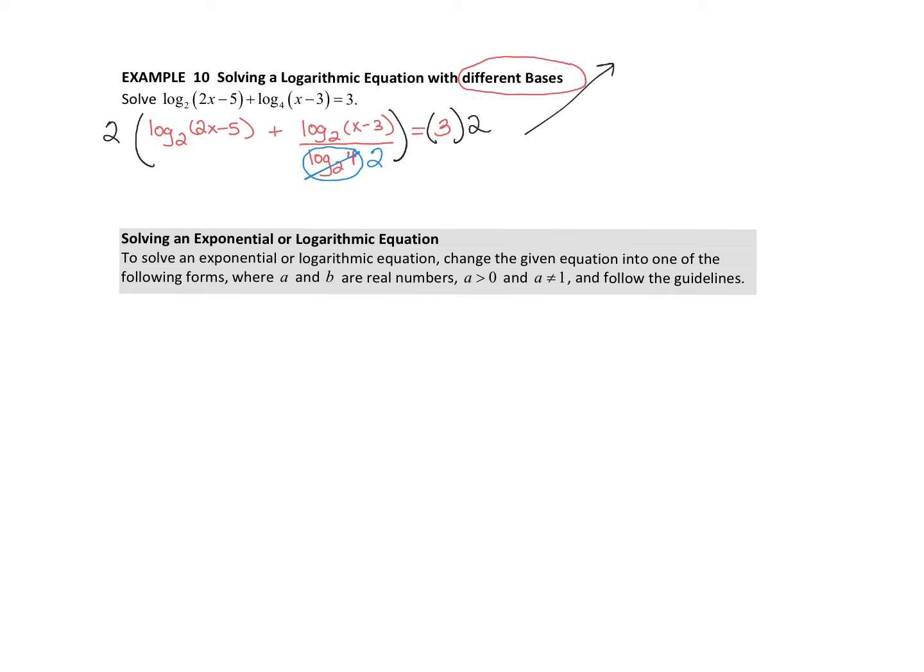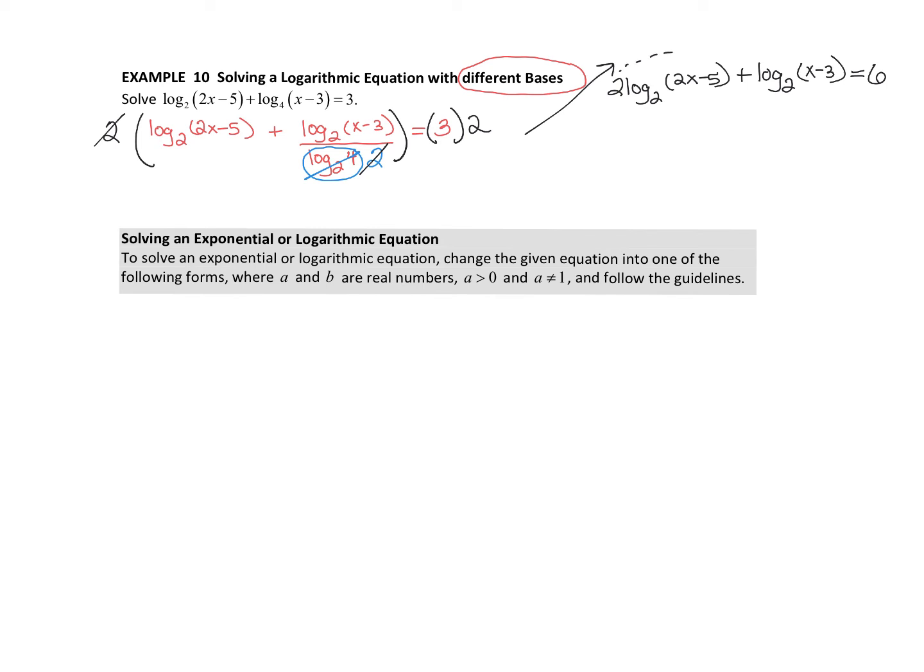So we can multiply both sides of this equation by 2, and that will clear our fraction. So we're going to have 2 times log base 2 of 2x minus 5 plus log base 2 of x minus 3. Notice this 2 cancels with this 2, equals 6. And now we have an equation that is just in log base 2.